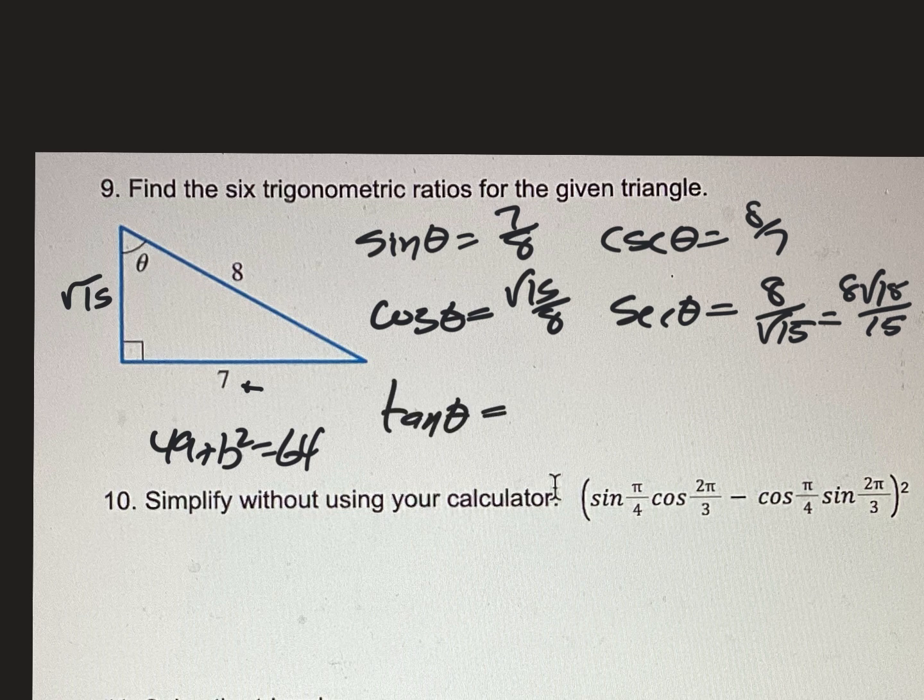Tangent is opposite over adjacent, which is going to be 7 over square root of 15. So one more time, I've got to fix that one. Take the radical to the top, take the number out on the bottom. And last of all, cotangent, just flip the one we just did.